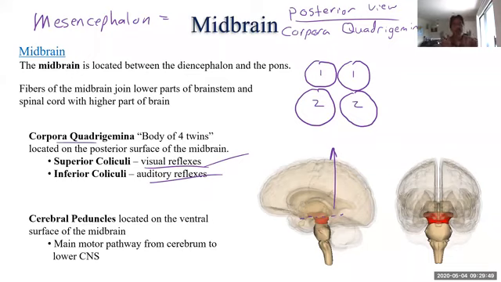So what we're doing here is coordinating the auditory and the visual reflexes together to keep your attention on whatever is grabbing your attention. Whether you see it visually, which would be coming through the superior colliculus, or you hear it auditorily, or maybe a loud boom that makes you jump and then turn your head, that would be the inferior colliculus, auditory.